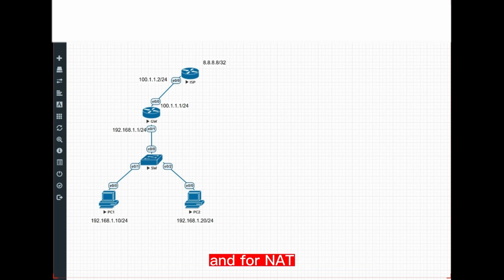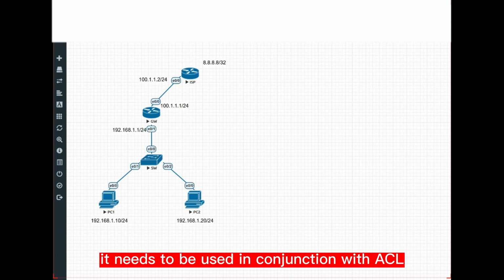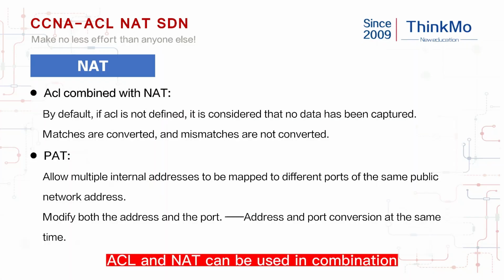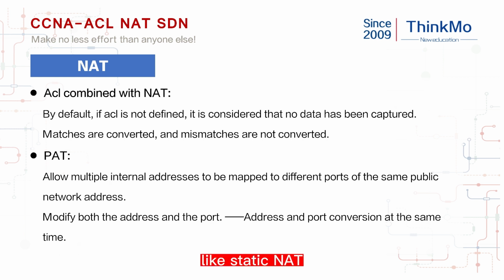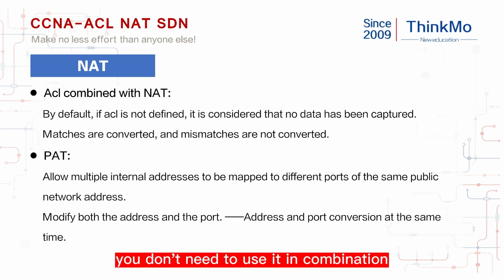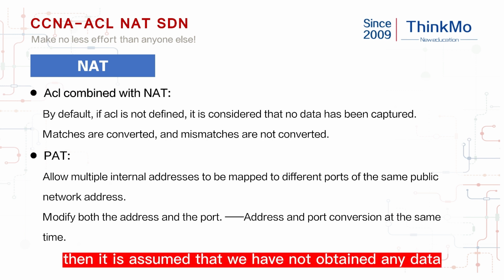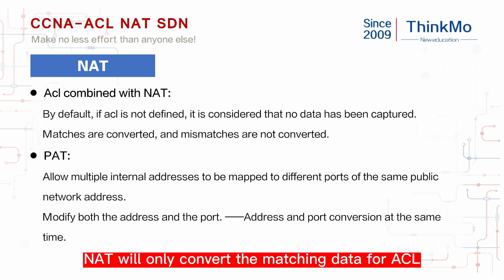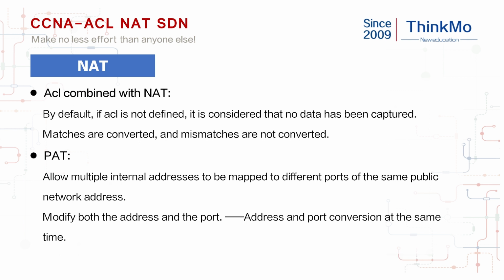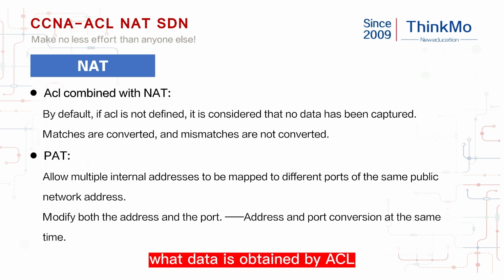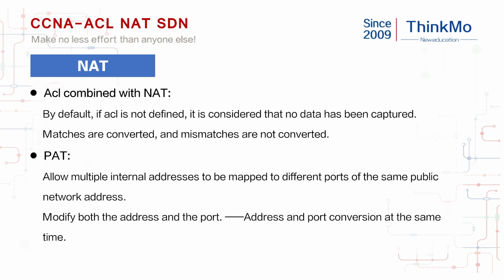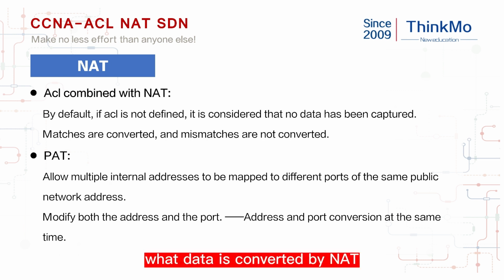And for dynamic NAT, it needs to be used in conjunction with an ACL. Unlike static NAT, which you don't need to combine. By default, if this ACL does not define anything, it is assumed that we have not obtained any data. NAT will only convert the data matched by the ACL. That is, whatever data is obtained by the ACL is what NAT converts.